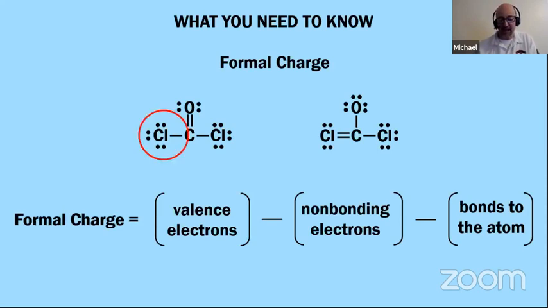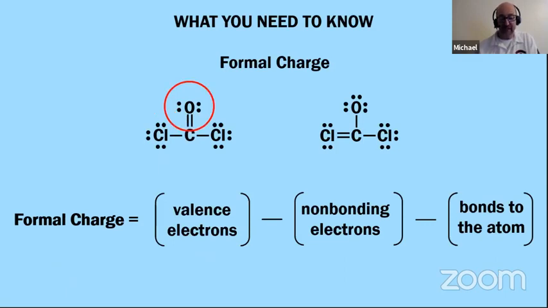So I'm going to go ahead and highlight the chlorine in this Lewis structure on the left. Chlorine normally has 7 valence electrons. Right now, there are 6 non-bonding electrons on that atom, and there's 1 bond. So chlorine, by this math, has a formal charge of 0. We'll continue analyzing the formal charge of the atoms to make a decision about which structure we think is more preferred. So I'm going to move on to the oxygen now.